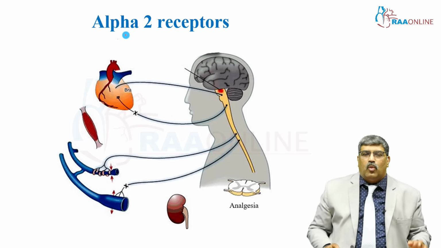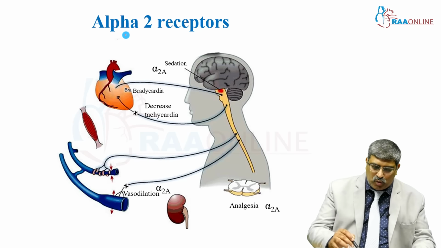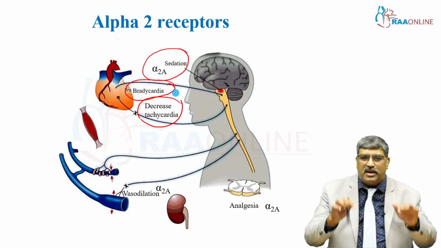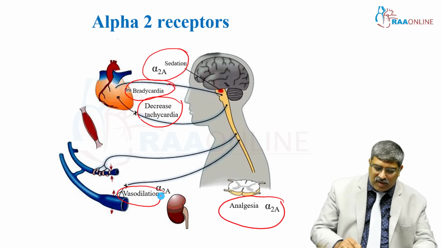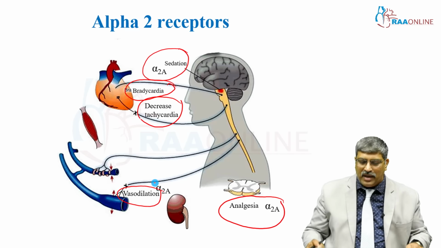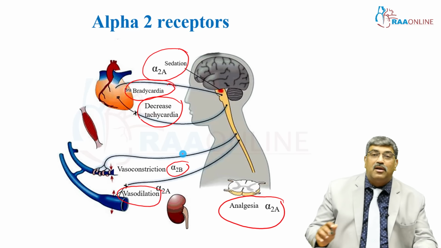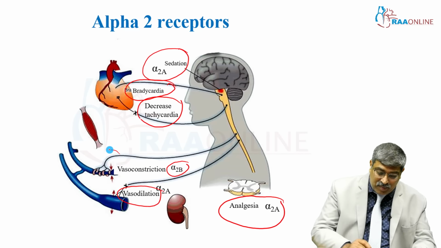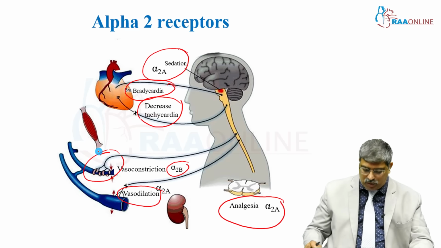In summary, what are the various effects of the alpha-2 receptor? Through alpha-2A, it causes sedation, it reduces the heart rate or decreases tachycardia, both amount to decreasing the rate. It produces analgesia and causes vasodilatation. These are all mediated by alpha-2A. Through alpha-2B, it causes vasoconstriction. You have to remember that in high doses, it can cause vasoconstriction, that is mediated by alpha-2B.